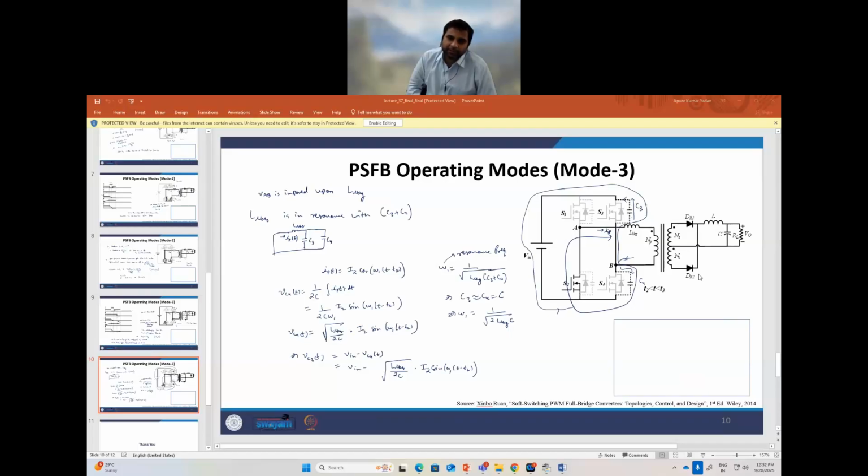What switching frequency have you kept, if I may ask? Okay, what is the switching frequency you have kept? My switching frequency is 100 kHz. And what is the power level? Power level is around 3.3 kilowatts.